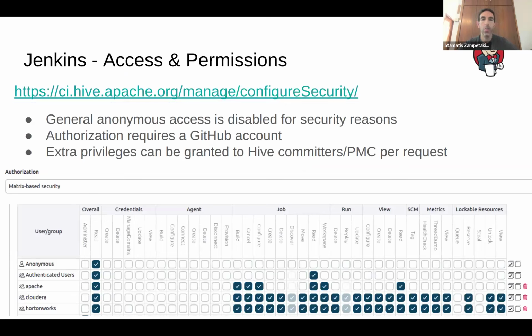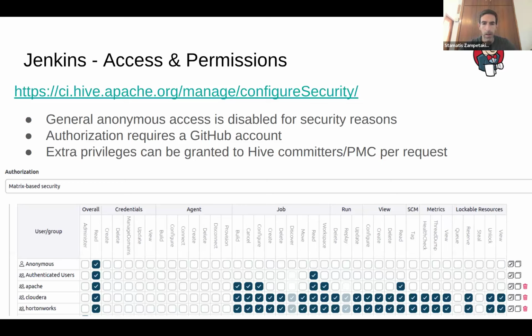So we're saying that anonymous access is disabled for security reasons. And the authorization is based on a GitHub authorization plugin, a Jenkins plugin. The exact permissions are configured by a matrix-based authorization, the matrix just below. And we can see that authenticated users have permissions to check the job status and probably download some test artifacts, etc. And the people who participate in the Apache group, Cloudera, or Hortonworks group have some extra permissions.